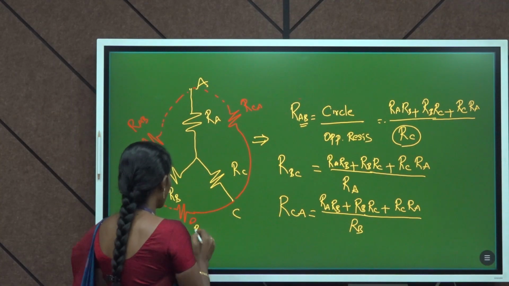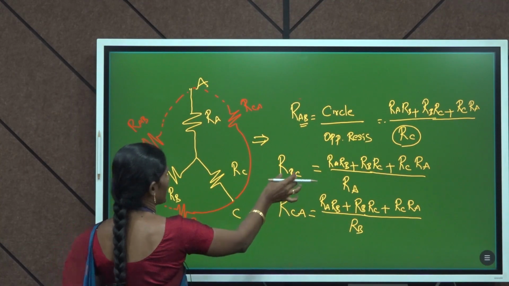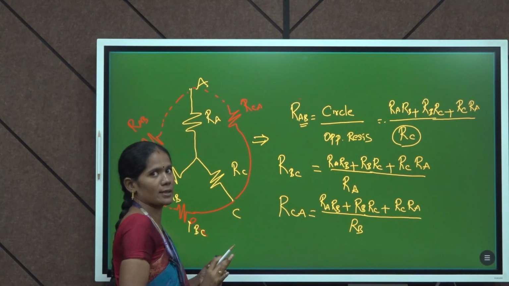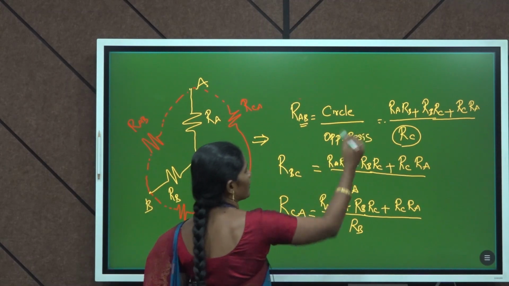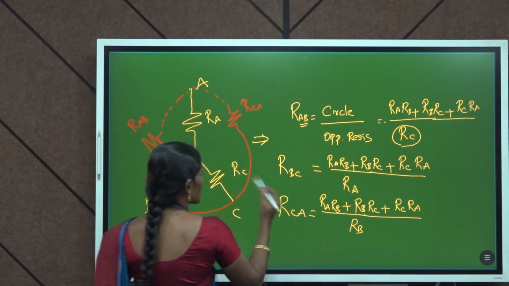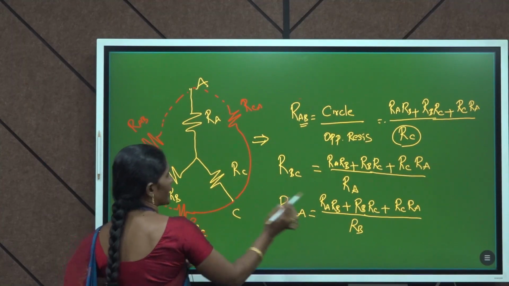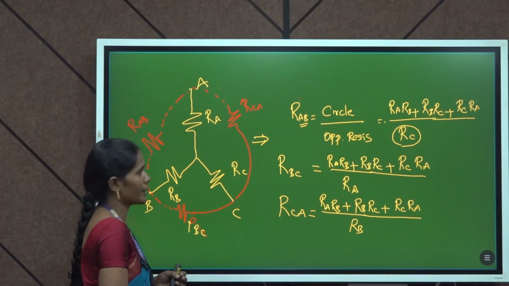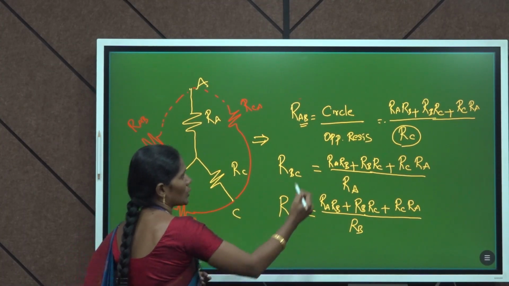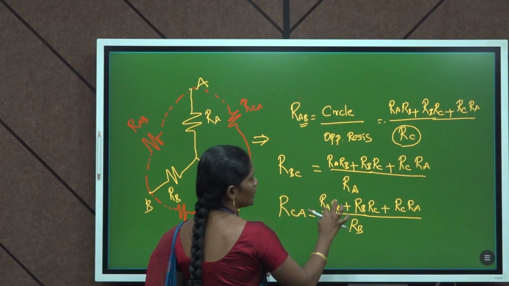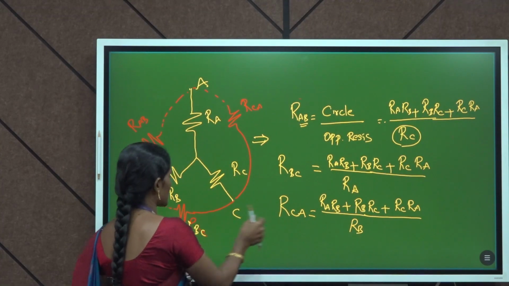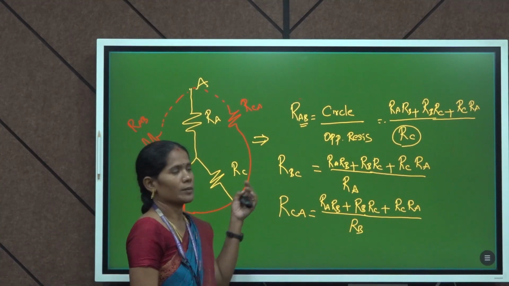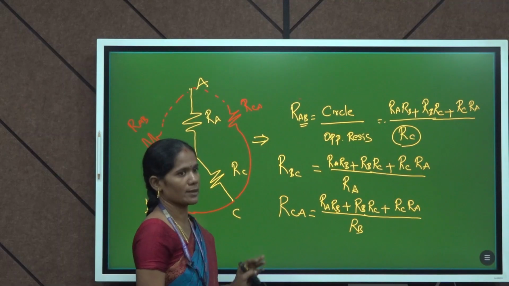Then we can find RBC. For RBC the same circle is repeated. The numerator is the same for all three delta resistances. The opposite resistance for RBC is RA, so only the denominator varies. Then we can find RCA. In RCA also the numerator is the same, the same circle, and the opposite resistance for RCA is RB. So this is the formula. By using this formula we can find the delta resistances.